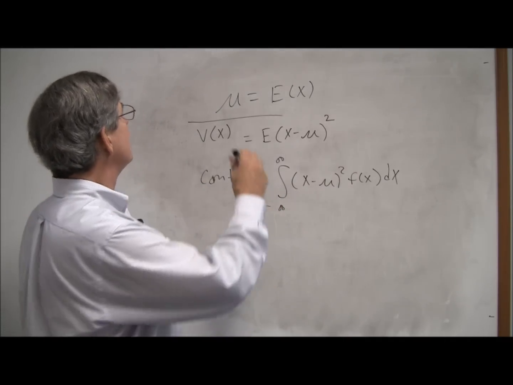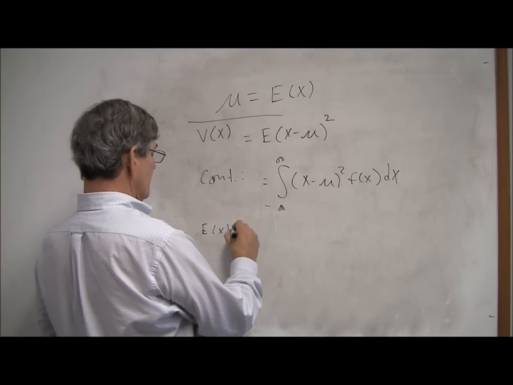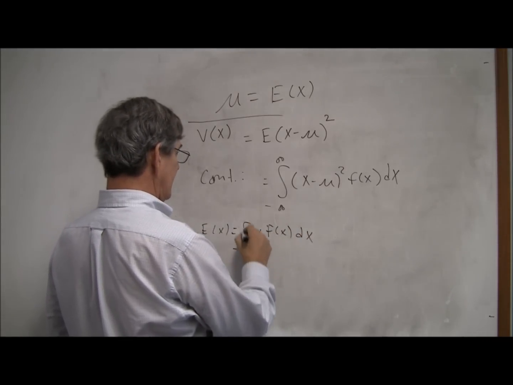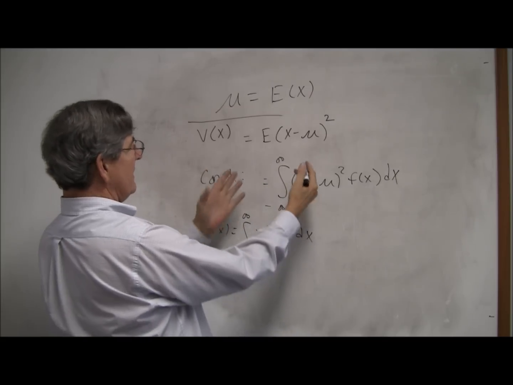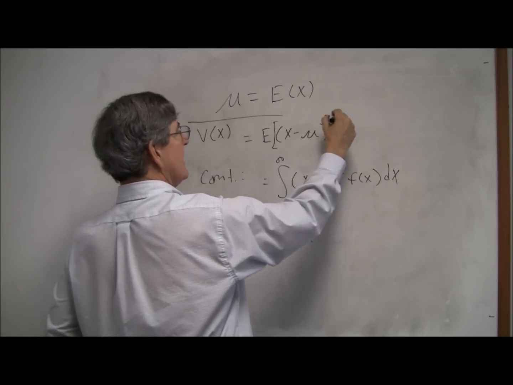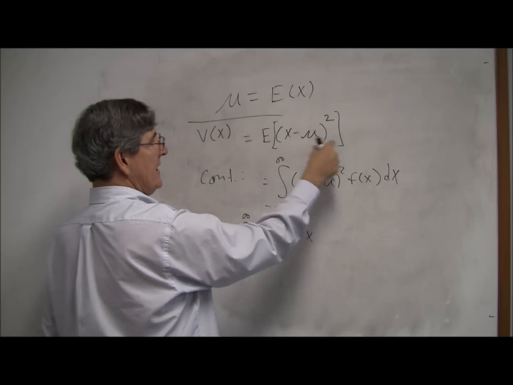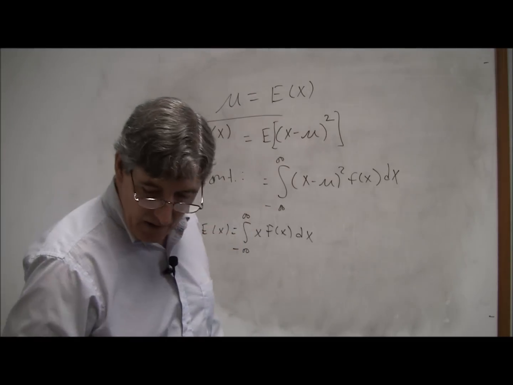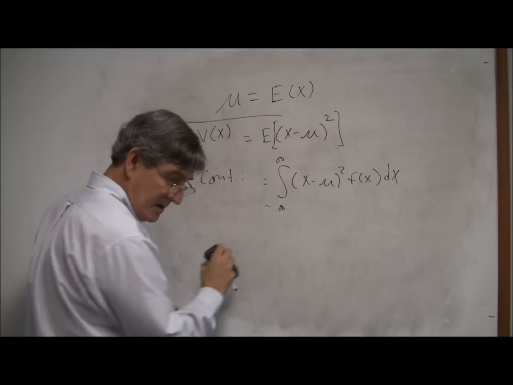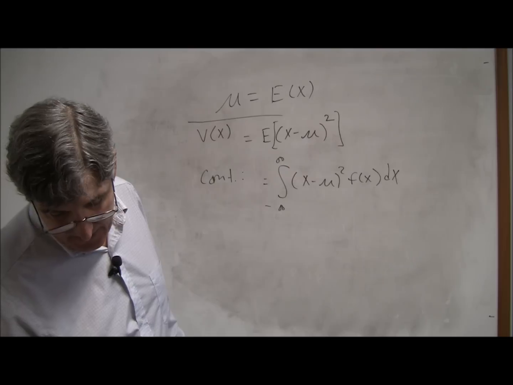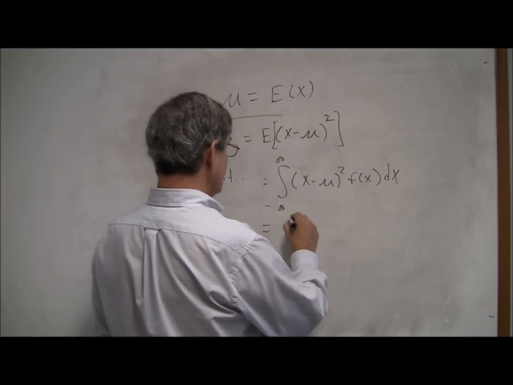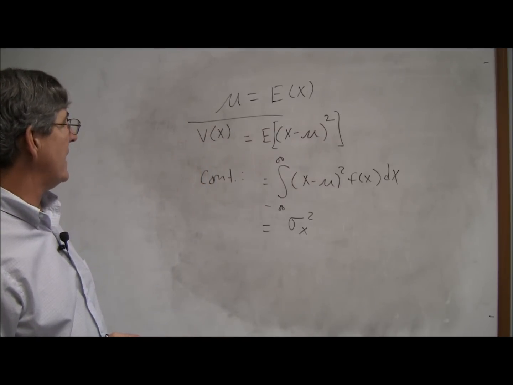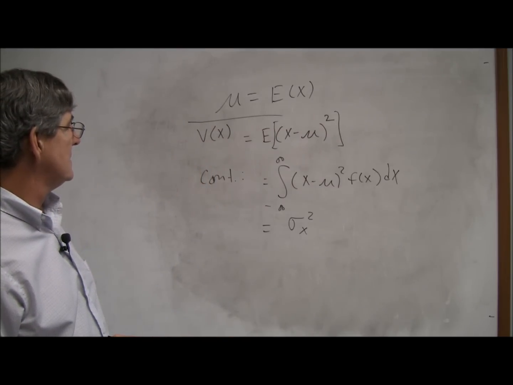The expected value of x should be the integral of x times f of x, dx, from minus infinity to infinity. This is just the expected value of (x minus mu) squared. I can put brackets around here if it helps you. So it's the thing times the PDF that is the way you get an expected value. So for continuous, the variance is defined that way. That's equal to the variance of x, and we usually would call that sigma squared x. So the variance of x is sigma squared x. Okay?